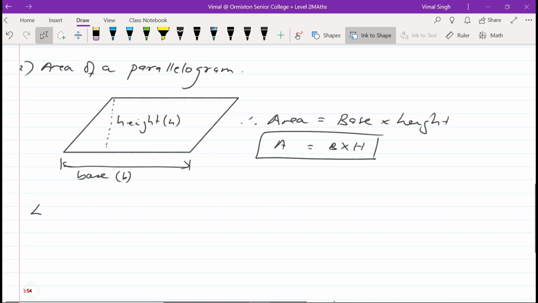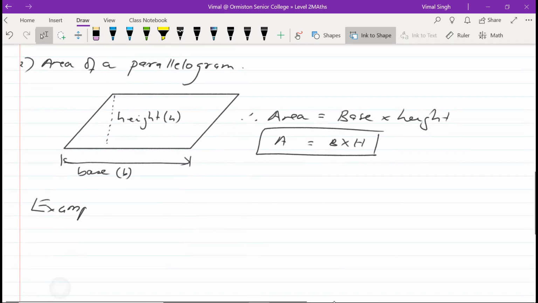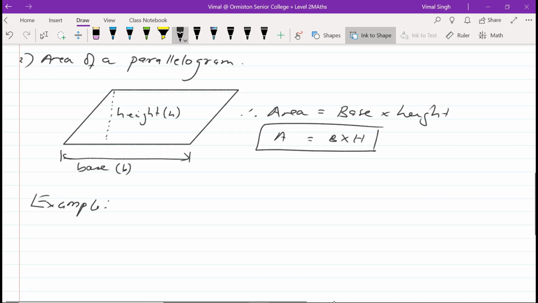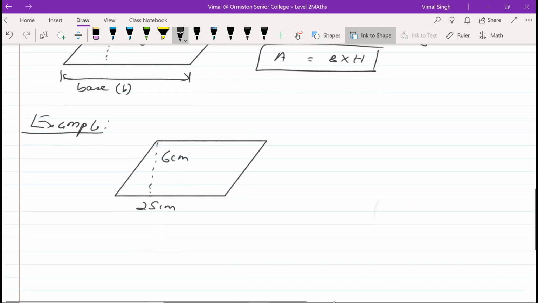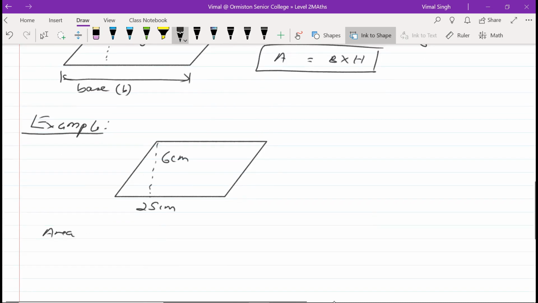Looking at an example, if I draw something like this, let's say the base here is 25 centimeters and the height is 6 centimeters. So the area is equal to base times the height, which is 25 times 6, and that is equal to 150 centimeters squared.